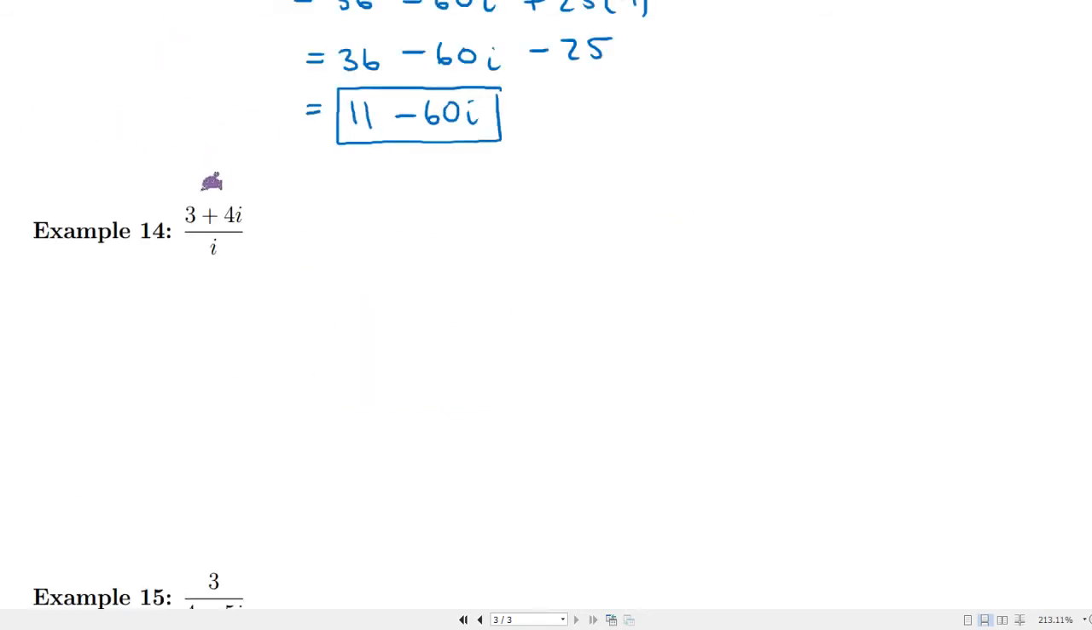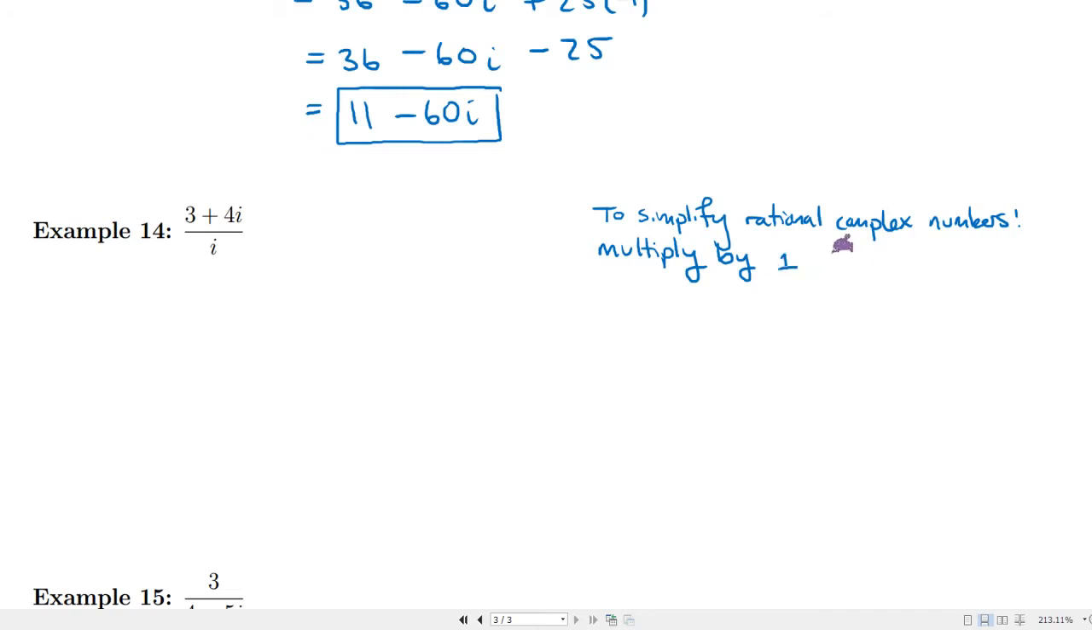Okay, so let's move on to some rational expressions that happen to have imaginary units in them. To simplify these rational complex numbers, you'll use this trick. You multiply by 1 using the conjugate.